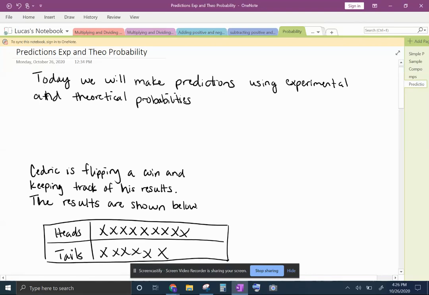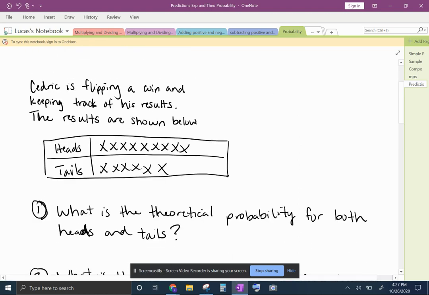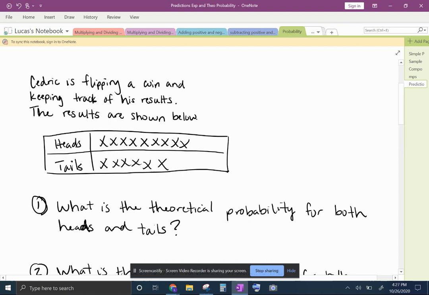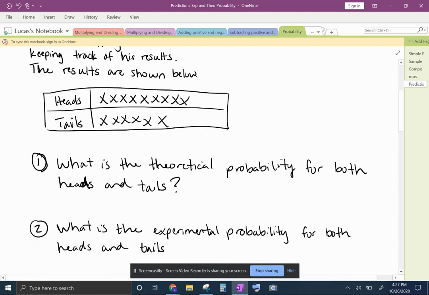We are going over experimental and theoretical probability. And today we're going to take that knowledge of experimental and theoretical probability and extend it into making predictions based off theoretical probability and experimental probability. For example, let's say Cedric's flipping a coin and he's keeping track of the results and he puts it in this chart.